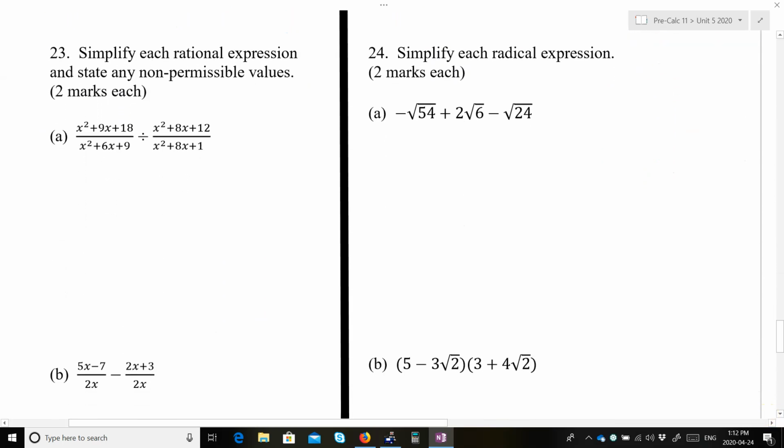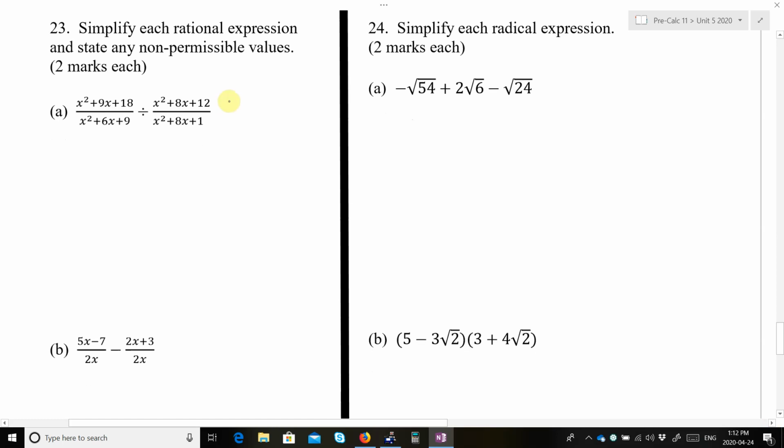Okay, finally, last page here. Simplify each rational expression and state any non-permissible values. So let's factor first before we can see the non-permissible values. The top factors into x plus 3 times x plus 6. The bottom factors into x plus 3 times x plus 3. Divided by x plus 6 times x plus 2.